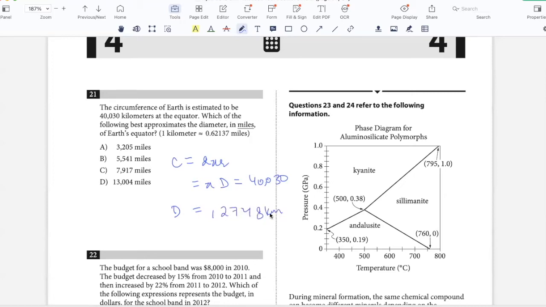12,748 kilometers. And now we have to convert this to miles. So this multiplied by 0.62137. So that's 7925 miles. So closest is 7917.